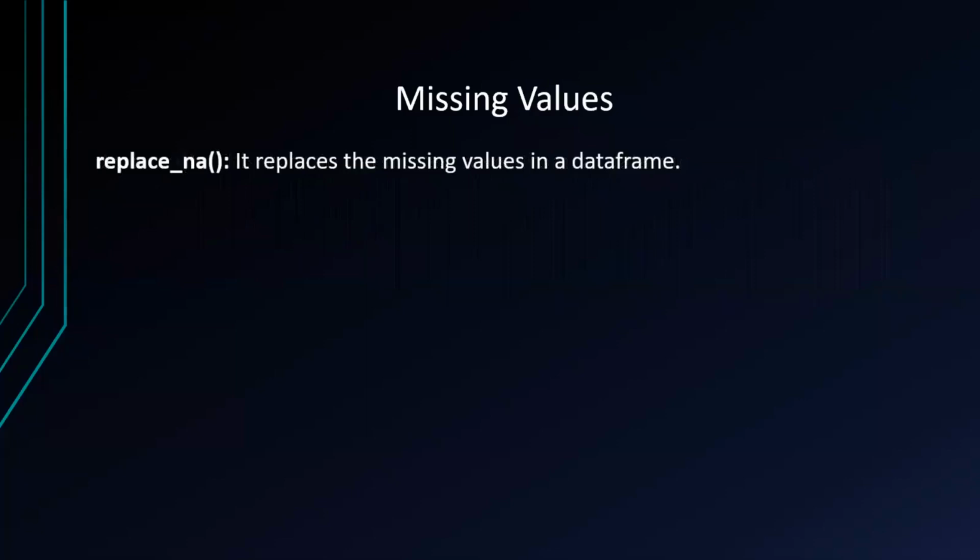Next, we have the function replace_na. This function replaces the missing values in a data frame. The syntax is quite simple. Just type the replace_na keyword, pass the data frame and then write the value you want to replace with. Let's do it.